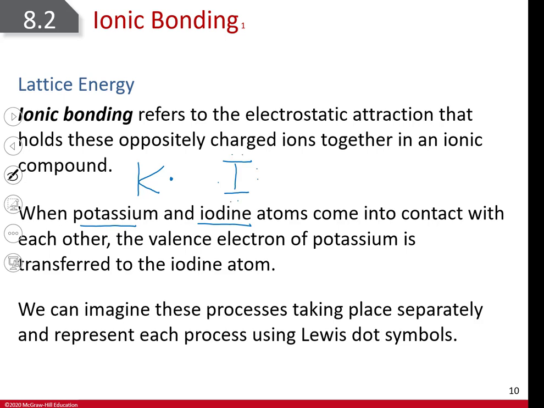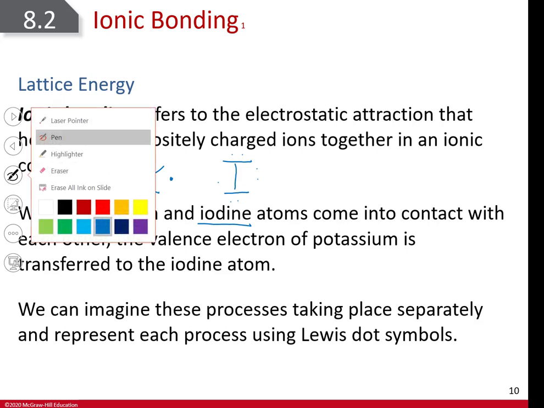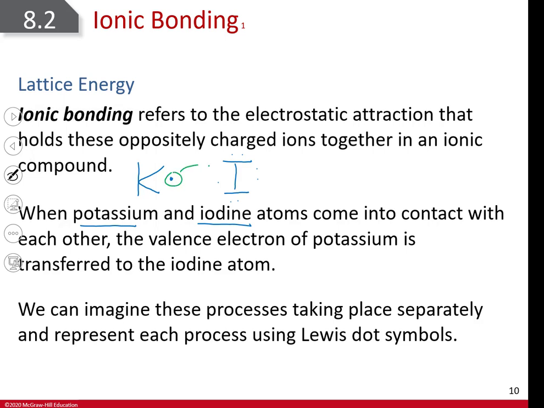When they come close to each other, they both have something they want. Potassium has 1 electron. It doesn't want that electron. It wants to give it away. Iodine has 7. It wants to gain 1 more. So what's going to happen is an electron transfer. Change colors here. So this electron will get transferred over here, like that.